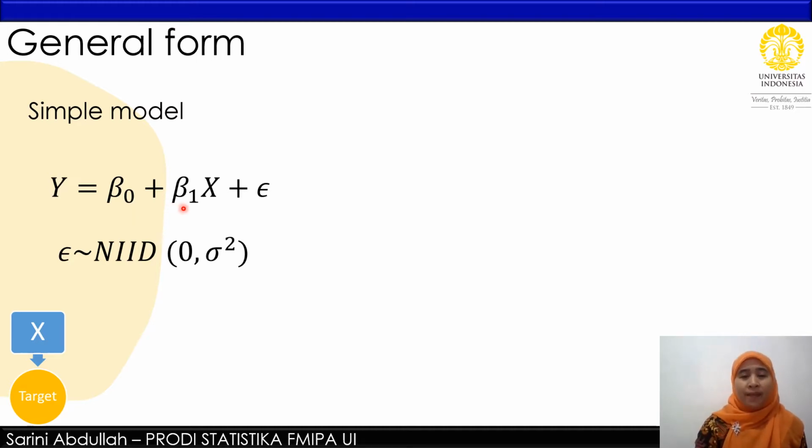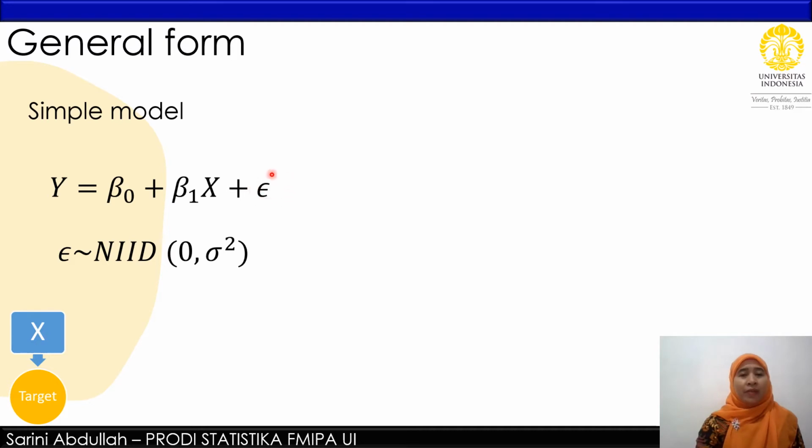Beta 1 here is the slope of the regression line, representing the contribution of x in the value of y. So here, if we change x by 1 unit, we expect that the value of y on average will be changed by beta 1 unit.